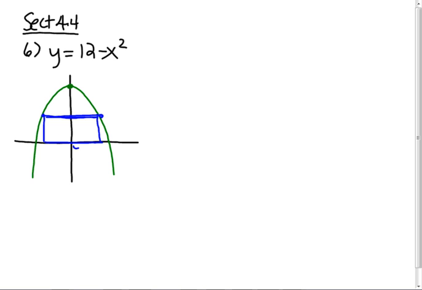So why don't we call this x? Now, I don't want to call the whole base x, because x actually is the coordinate. If the whole base is x, it's no longer the coordinate. So if this is the distance from the origin, what's the height of this? What's the y value here?